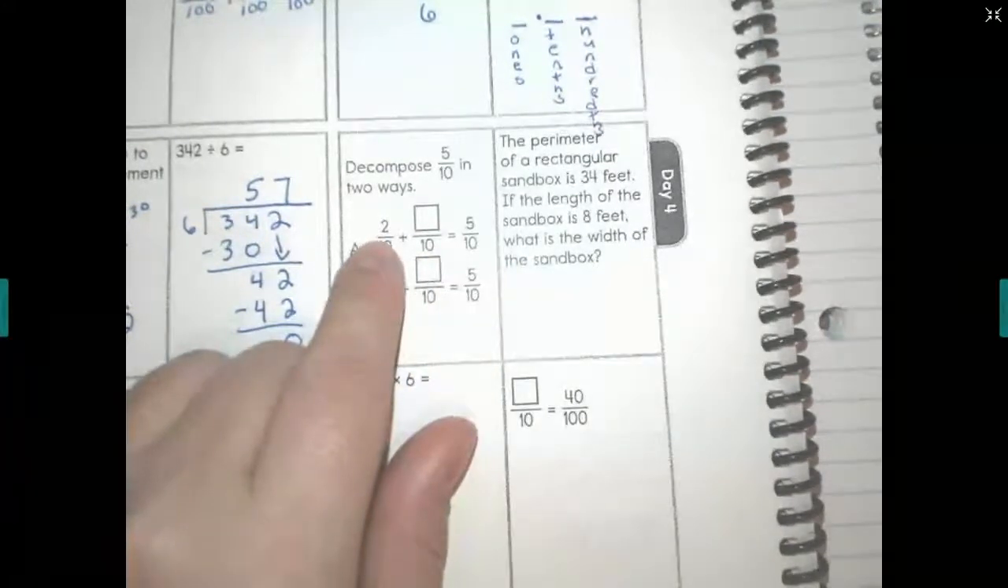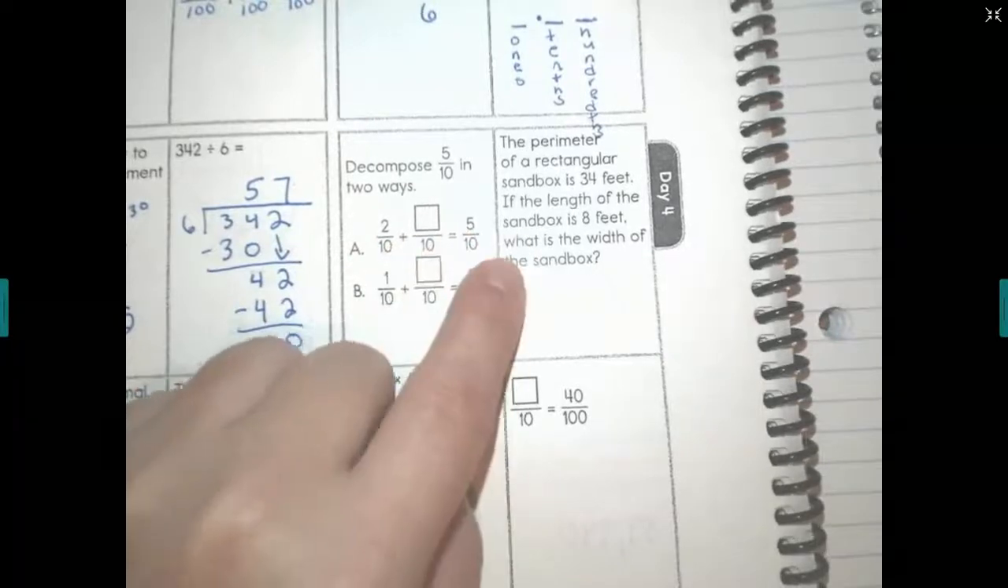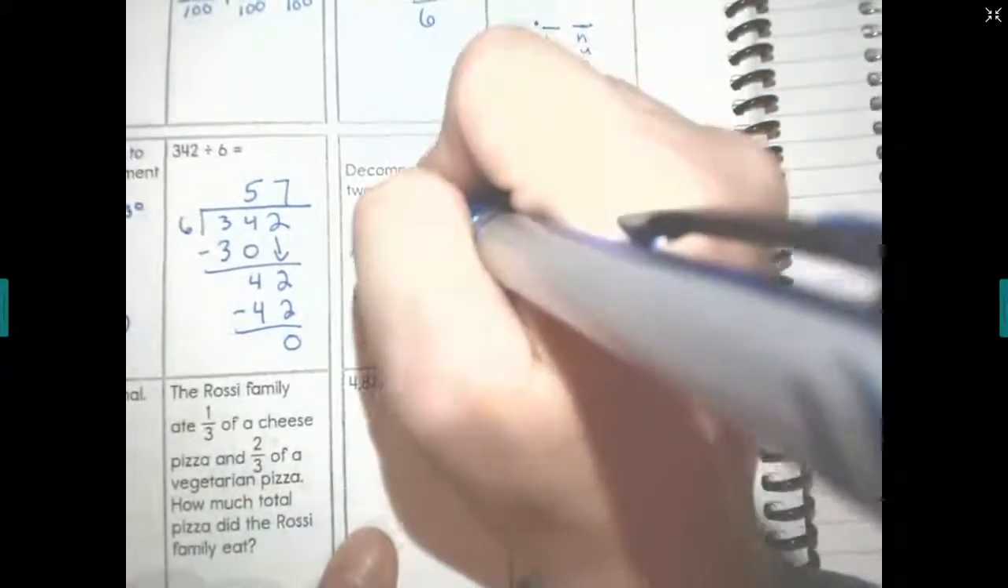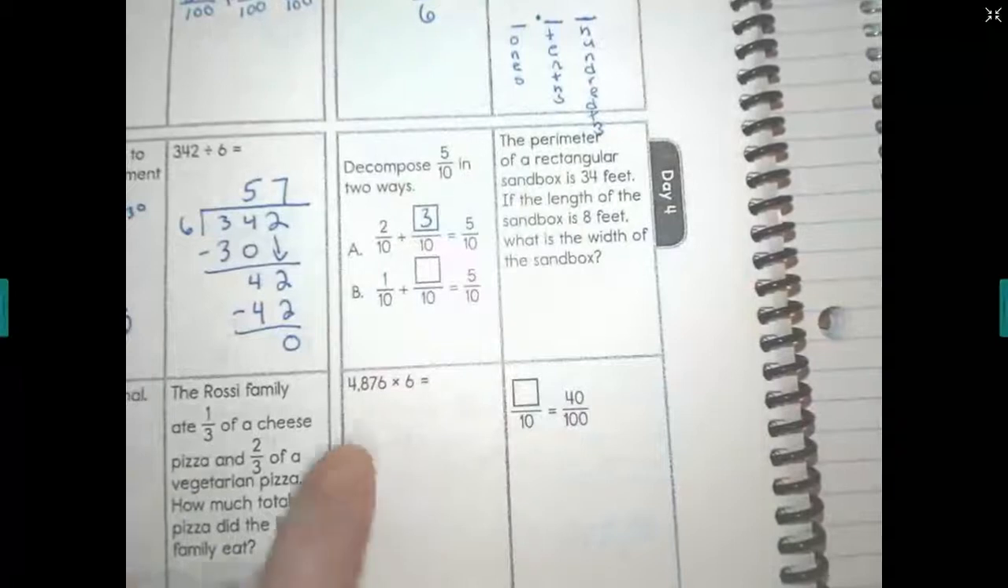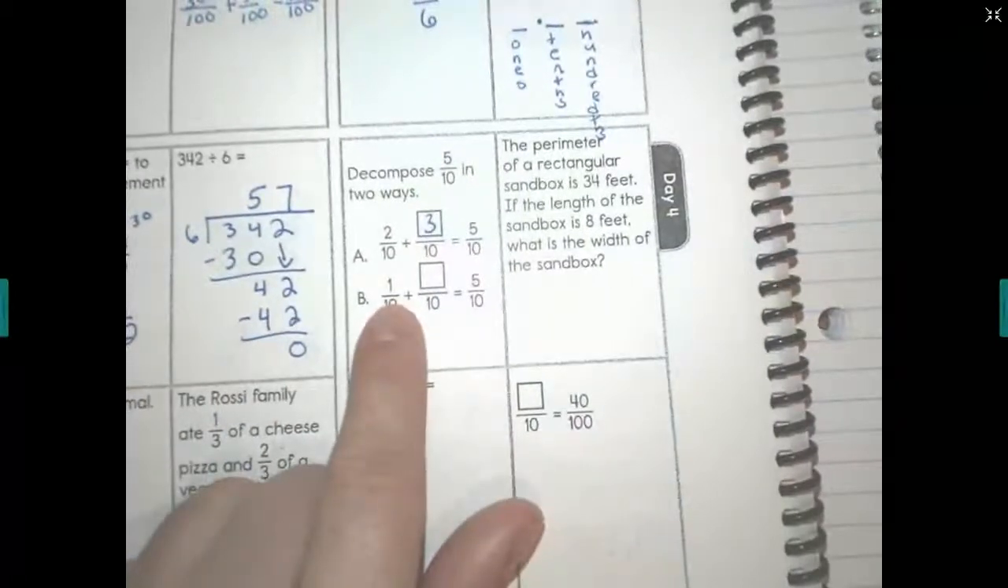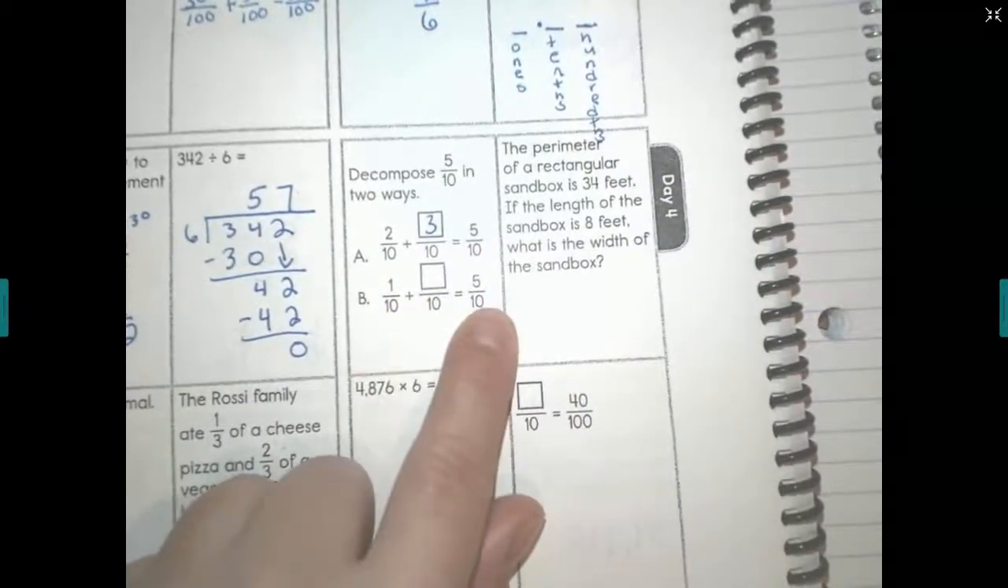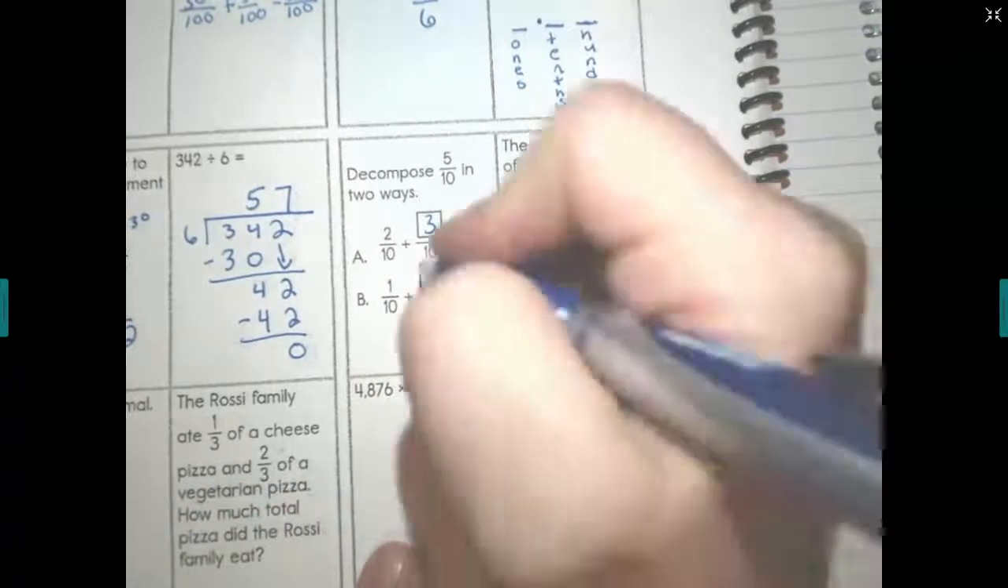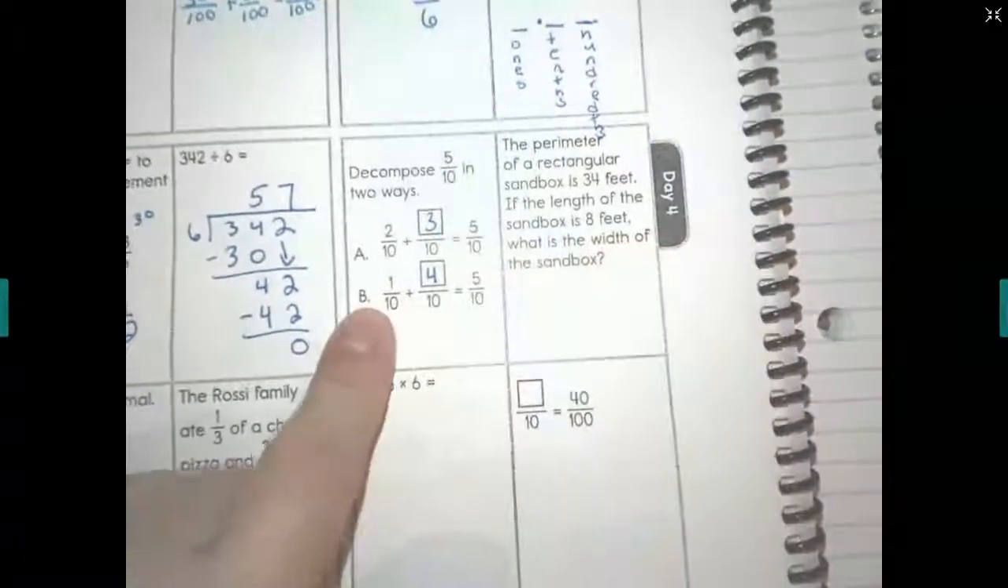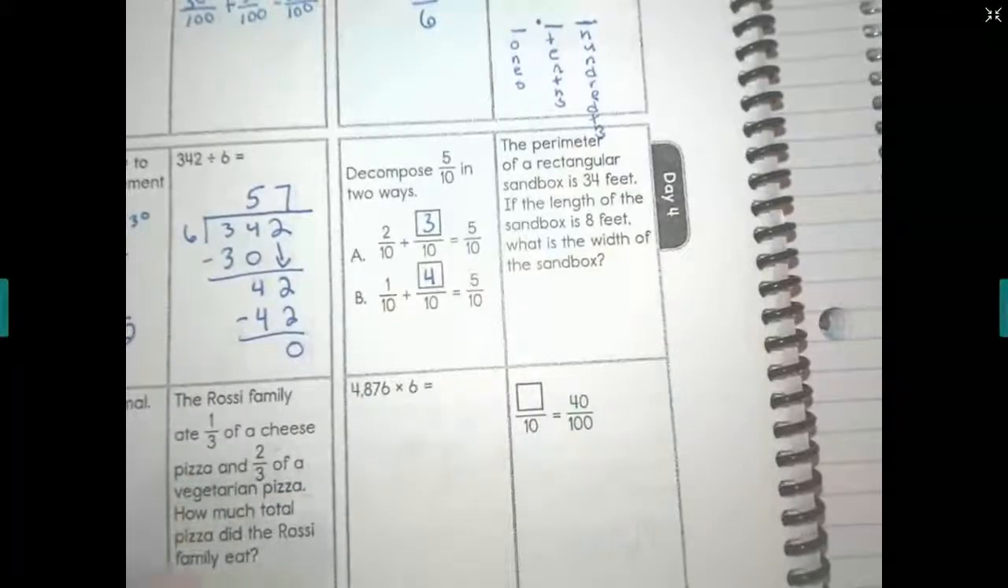So just look at your numerator. 2 plus what equals 5? You should have been able to figure out 2 plus 3 equals 5. All right, down here, 1 plus blank equals 5. 1 plus 4 equals 5. So 1/10 plus 4/10 equals 5/10.